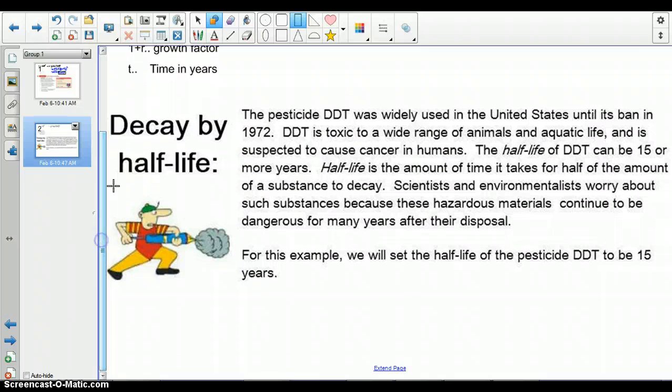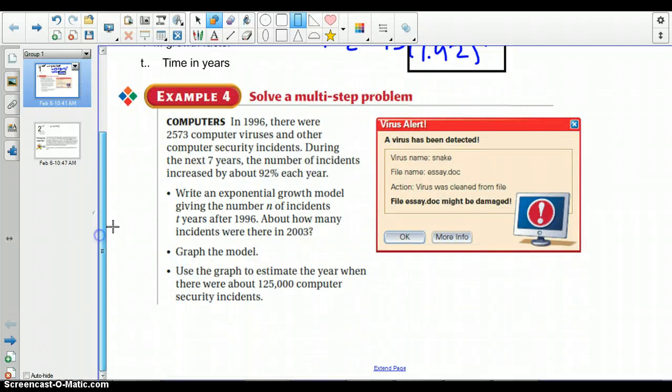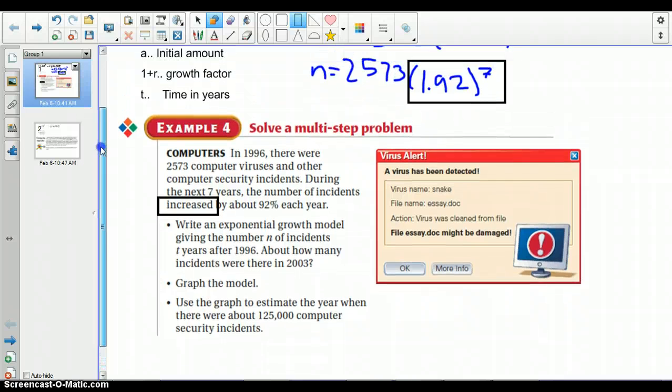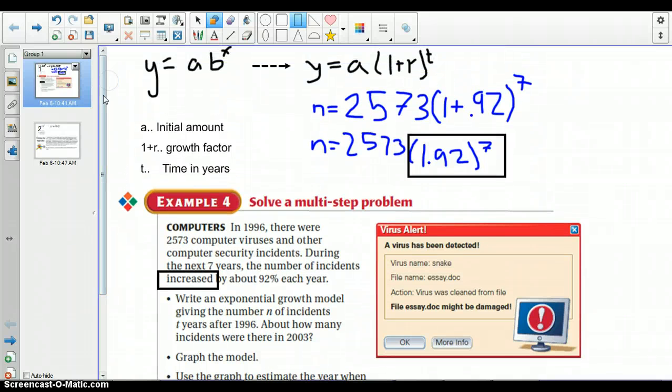Okay, let's look at decay now. That first problem that we worked on was growth. How do we know that it was growth? How do we know that this one is going to be decay? Well, let's look at keywords here. For the growth model, it says the viruses increased. So when something's increasing, it's getting larger, it's growing, so we use exponential growth.